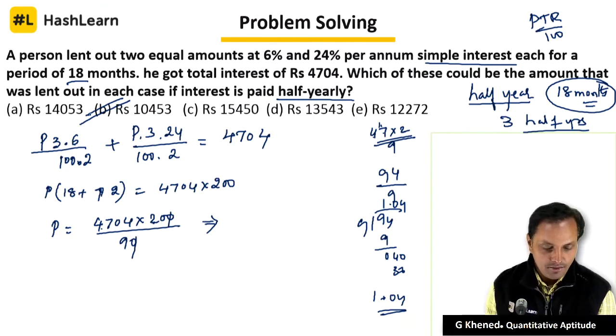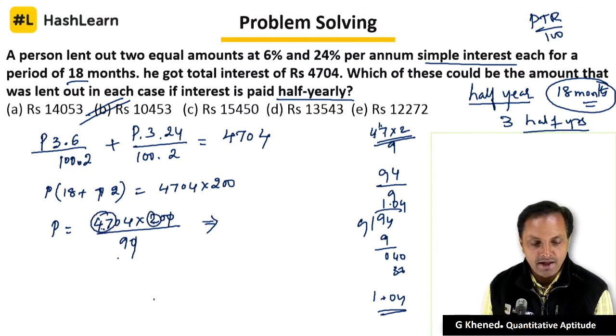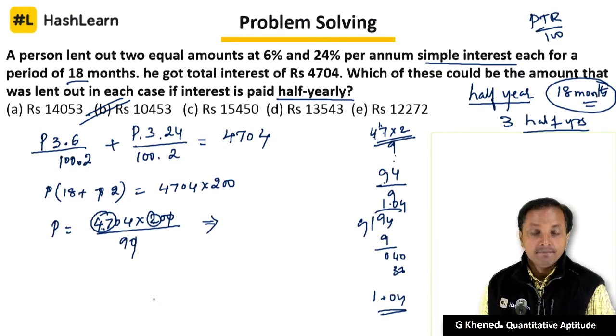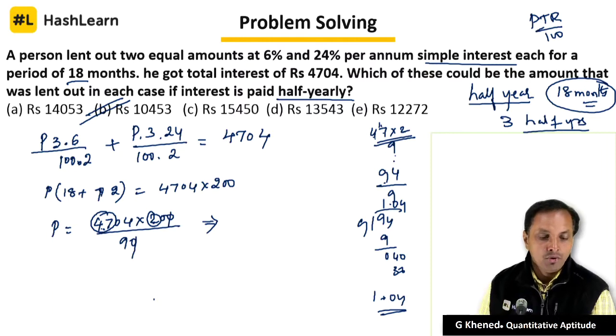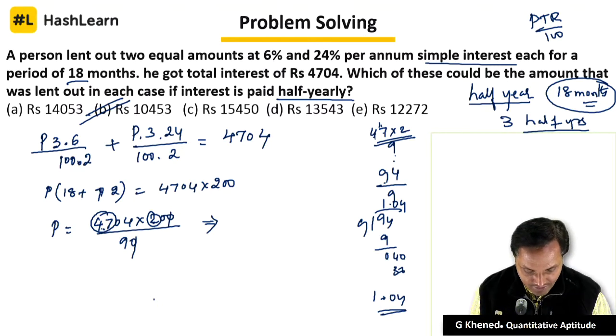You know what I am doing, I am just taking 2 digits, 47 into 2 divided by 9, and neglecting the last 2 decimals. So 47 into 2 divided by 9 is approximately 94 by 9, which will be 1.0 something. So 1.0 is in only one option, option B, that is 10,453 is the answer.